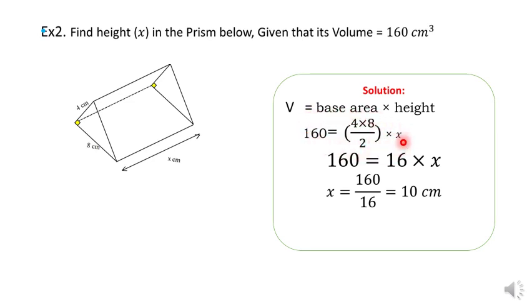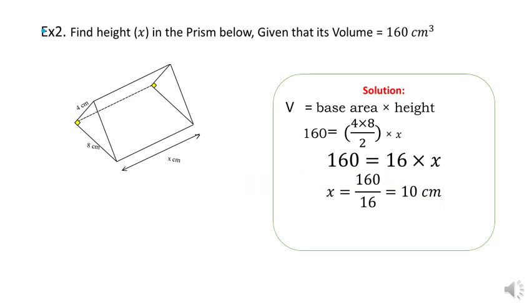So see, you already set up an equation where x is the unknown, so you just solve it. First you simplify the numbers in the bracket, 4 and 2. You simplify it, you will have 2 times 8, so you get 16. Your equation becomes 160 equals 16 multiplied by x. To find x, you take 160 divided by 16, and you get 10 centimeter. I hope that you already know how to solve the equation. So x here equals 10 centimeter.